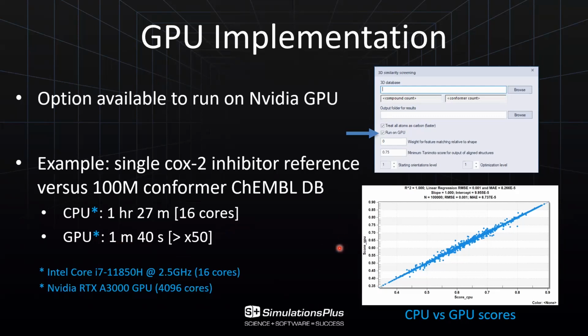And then finally, this just shows the scores generated for this example using the CPU versus the GPU. They're very close. The RMSE is just 0.001. You do find that the small numerical differences can lead to slightly different solutions in some cases.